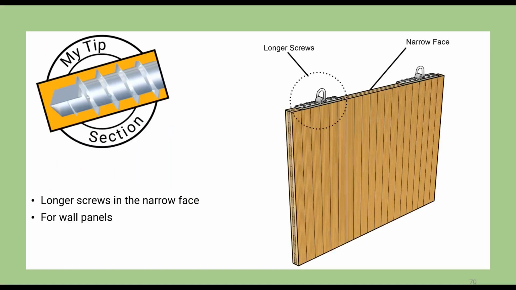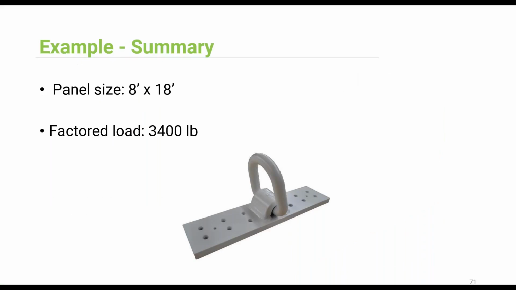So my tip: for the same weight and size of a panel, longer screws are placed on the narrow edge. And again, that's because of the excess splitting that can occur. To conclude our example here, for our 8 feet by 18 feet wall panel, we can use a Yoke XL with all the 12 screws used.